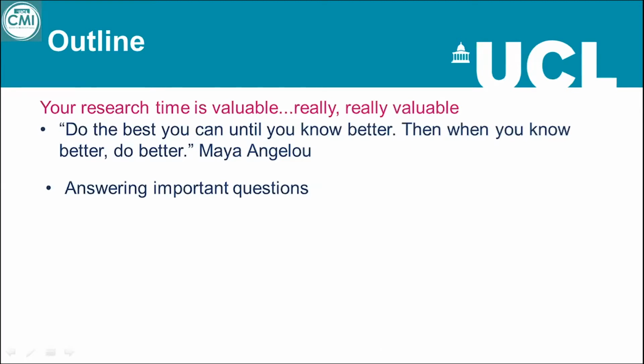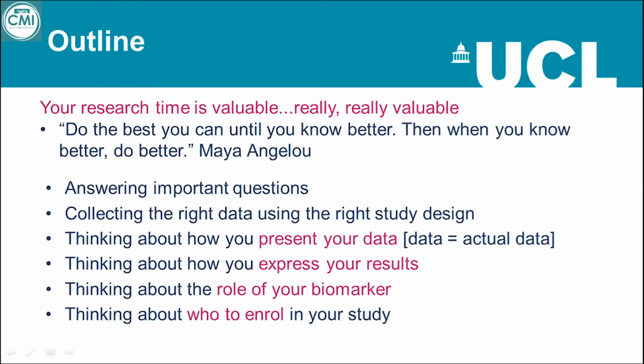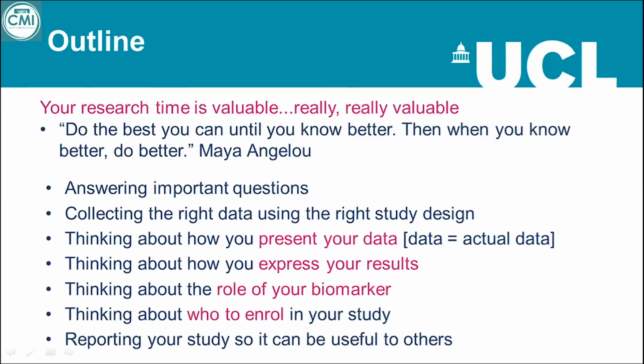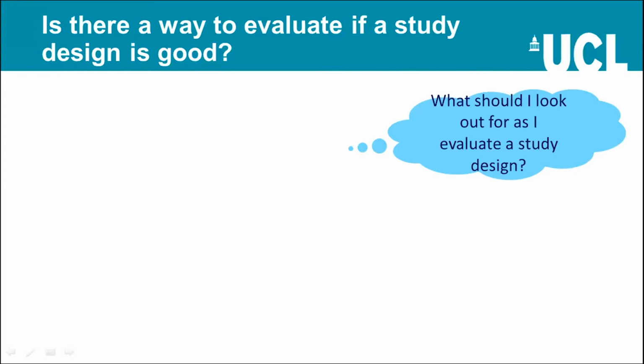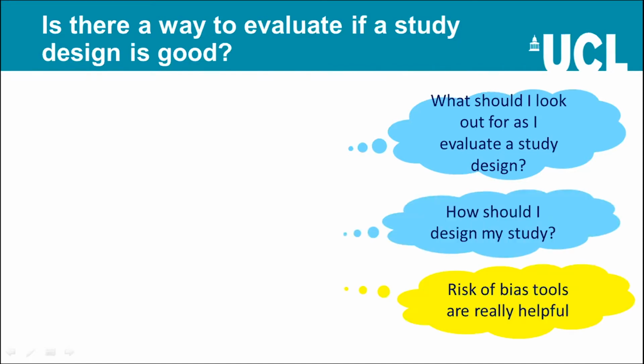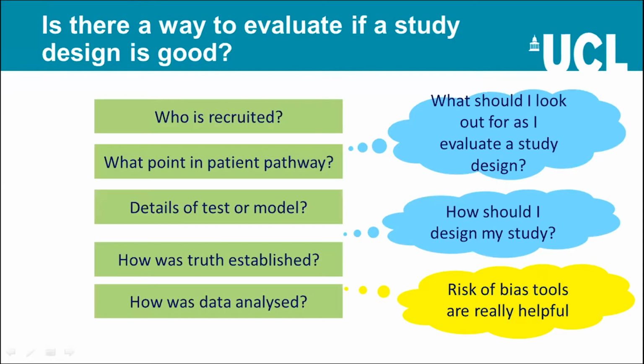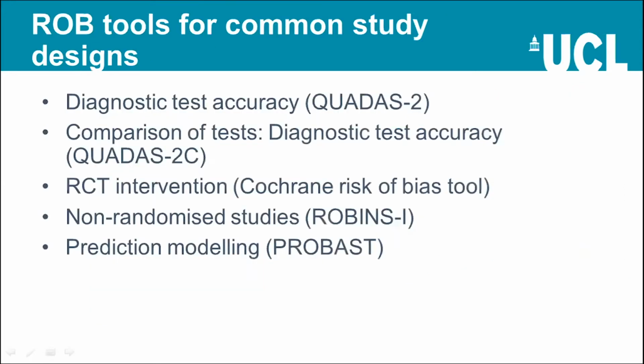So here we are. We've been looking at all the important questions and data and who to enroll. Let's think a little bit about when you're looking at studies and you're saying, what should I look out for as I evaluate a study design? How should I design my study? What I really want to say is that risk of bias tools are really helpful. These are tools that methodologists and clinicians have developed together for looking at all the different stages in a study and thinking about what is in the design of the study. There are common risk of bias tools, and you get a different risk of bias tool for a different design.